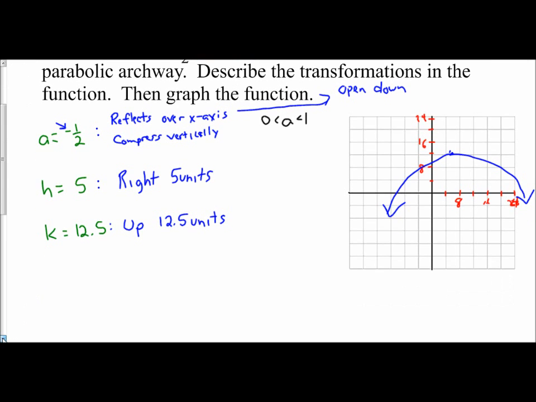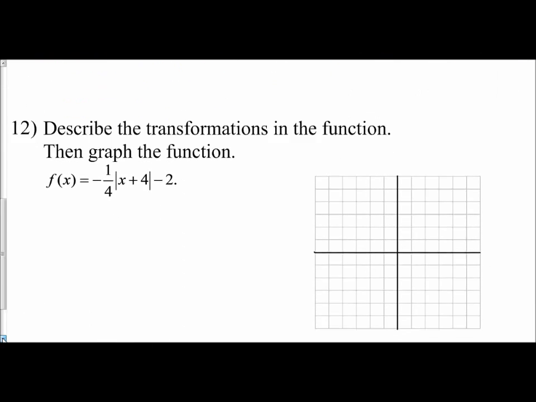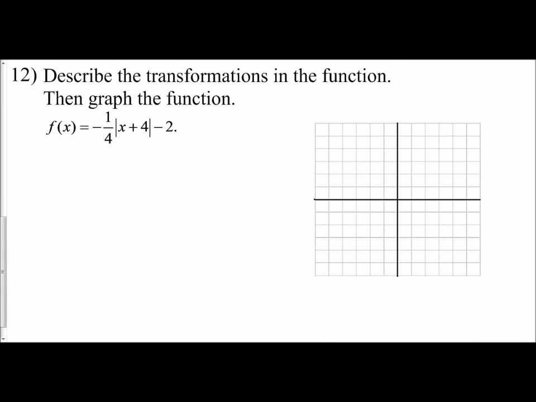So let's go down to example 2. Describe the transformation. We have another absolute value. So again, we're going to identify a, in the form a times absolute value of x minus h plus k. If we look at this, a is -1/4. For h, you are subtracting. In order to make that subtraction sign become a plus sign, you subtract a negative. So h is -4, and k is -2.